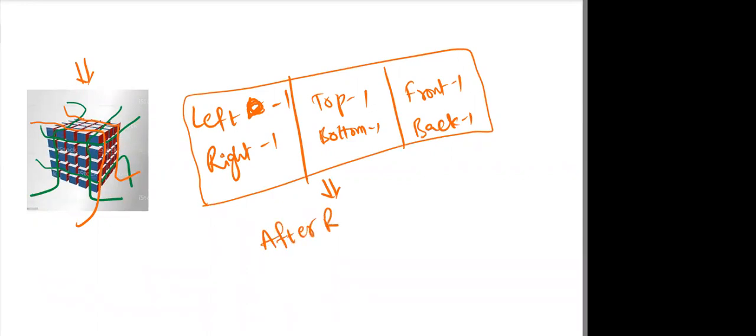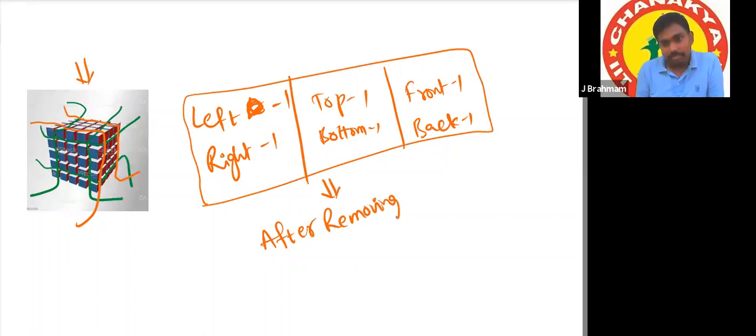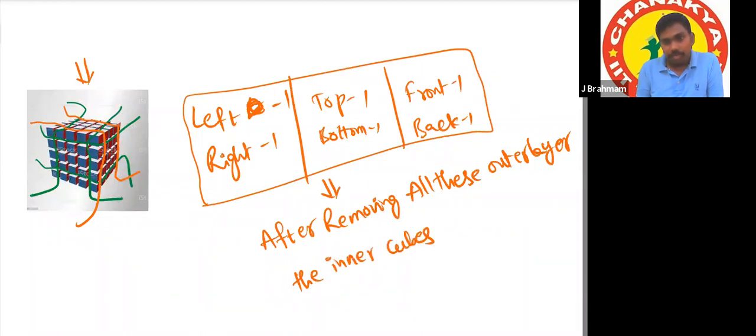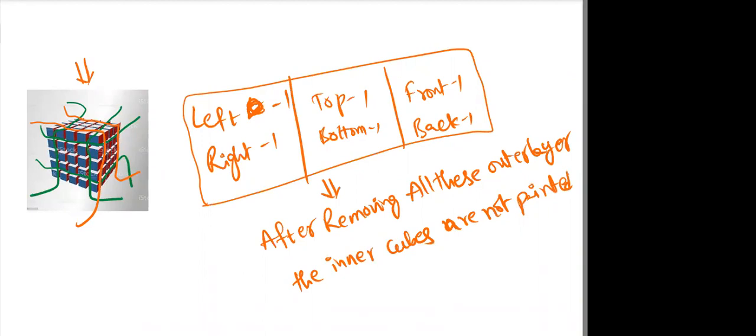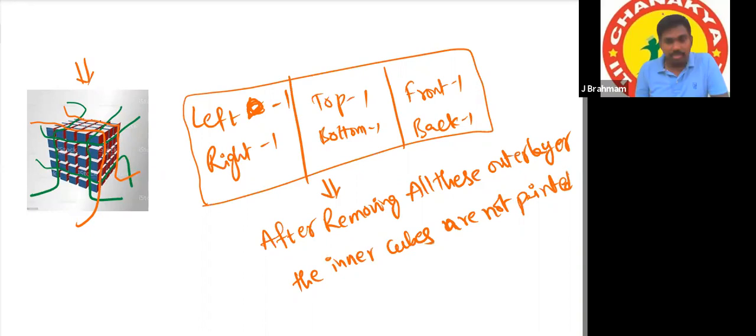Understood? Yes, sir. After removing all these outer layers, the inner cubes are not painted, because we painted first and then we cut the cube. Yes or no? Yes, sir. That's why there is no paint at all on these inner cubes. Then how to get those inner cubes?